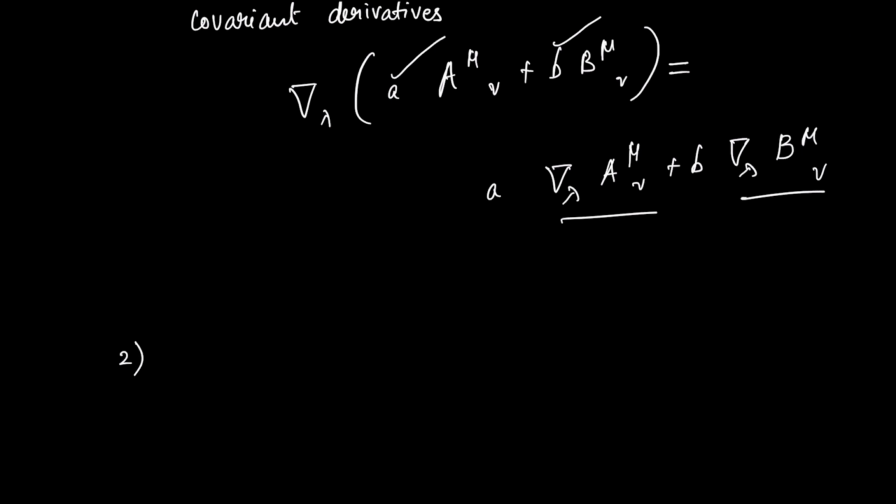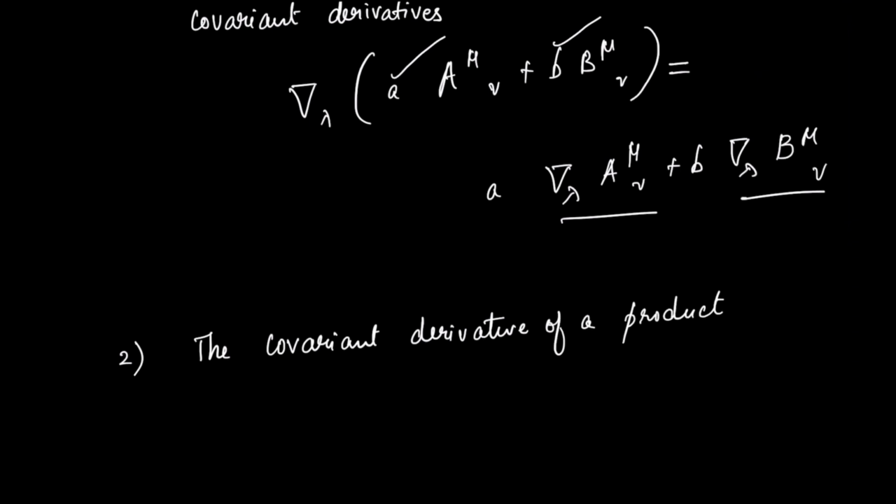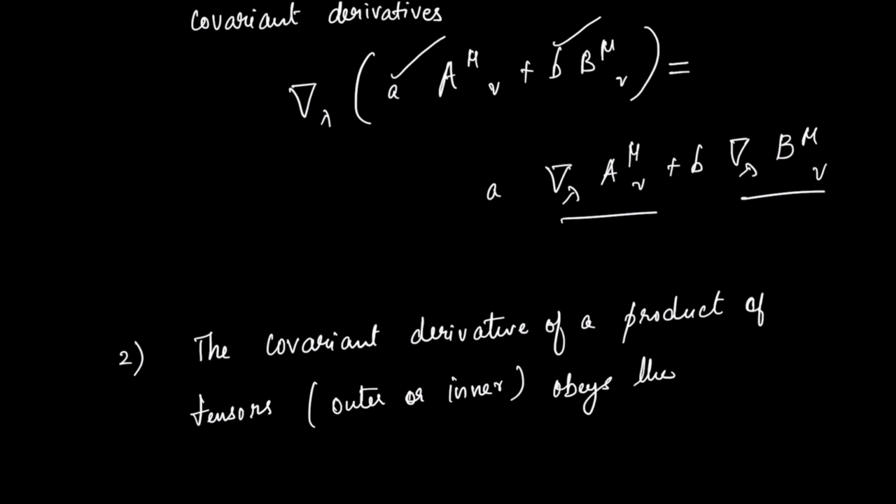So we move on to the second rule. The second rule states that the covariant derivative of a product of tensors, okay, so now we have a product of tensors. The product can be outer or inner. It obeys the Leibniz rule.